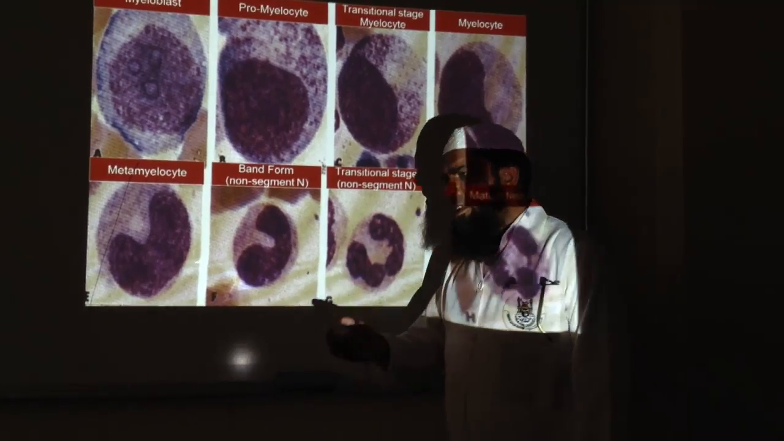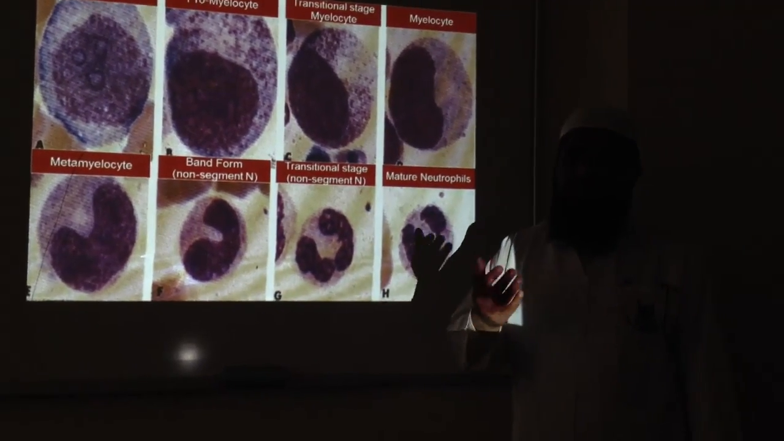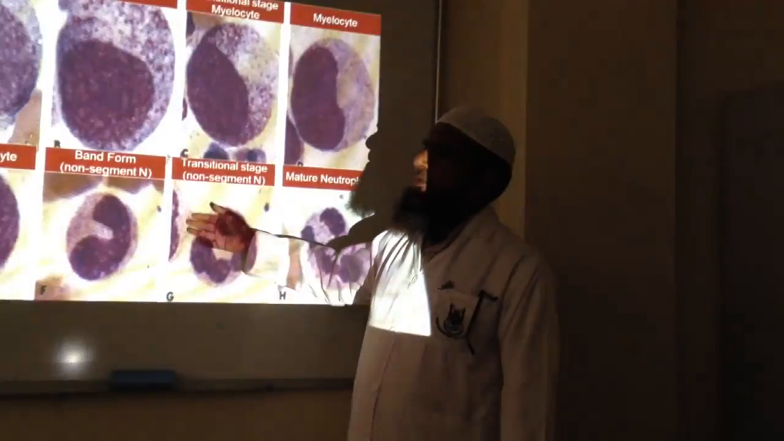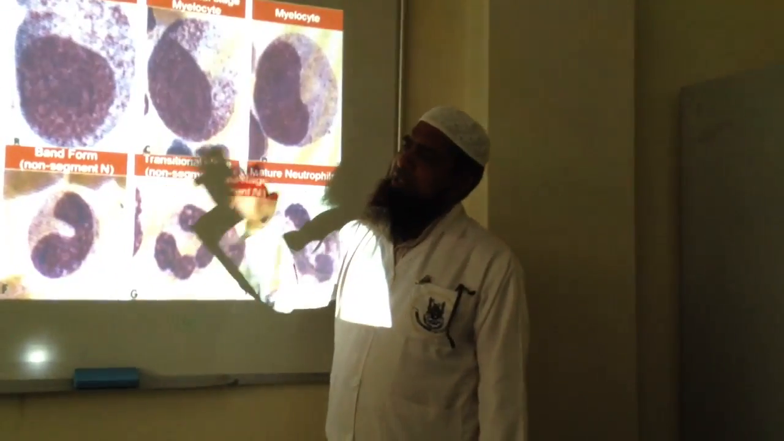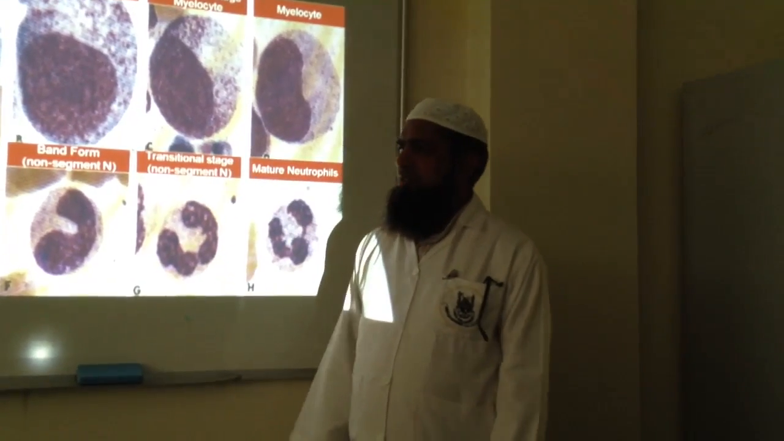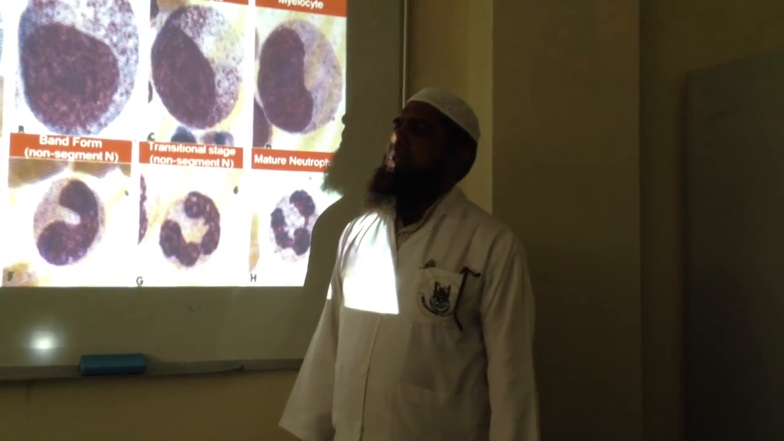If the infecting organism is more virulent, more dangerous, sometimes the neutrophil will contain more thick granules. This is known as toxic granulation.